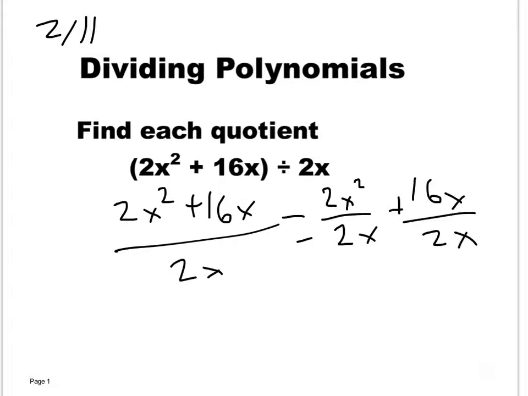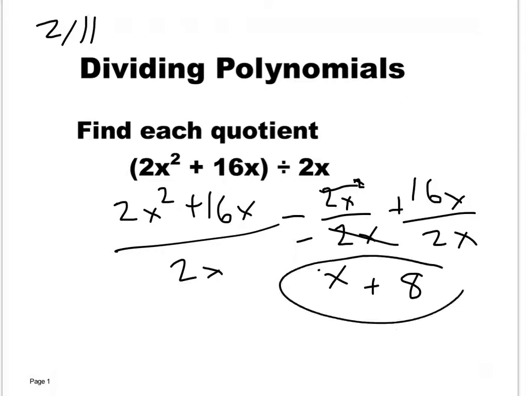Because anytime we divide, really what we're doing is we're dividing this and we're dividing that. So I have 2x squared divided by 2x plus 16x divided by 2x. What can I take out of 2x squared and 2x? 2x. Leaves me with 1x here. What can I take out of 16x and 2x? 2x. What am I left with? 8x. 8. So there's my answer.